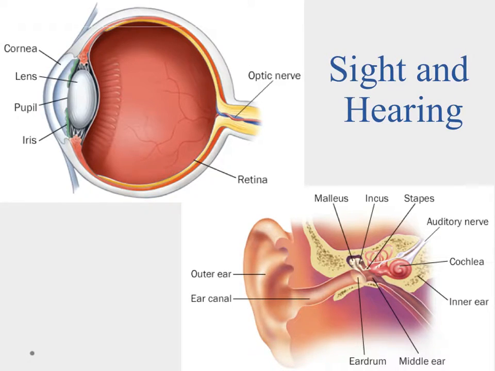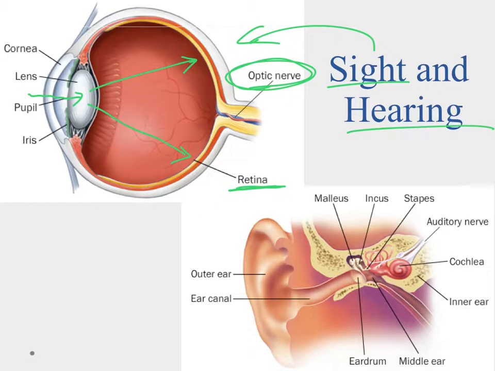Okay, let's talk about our last two senses, sight and hearing. Sight occurs here in the eye, so it's dealing with light. Light will enter the eye through the pupil till it gets to the lens, where it will be focused and projected back to the retina. In the retina, we have two kinds of receptor cells, rods and cones, which will take that image that's formed on the retina and send it to the brain along the optic nerve.